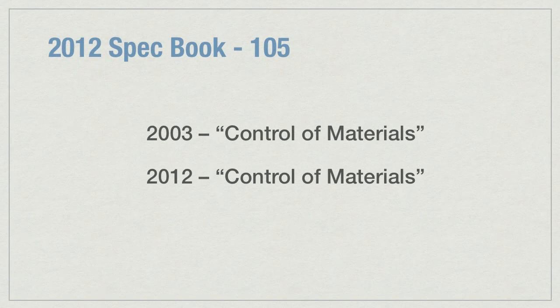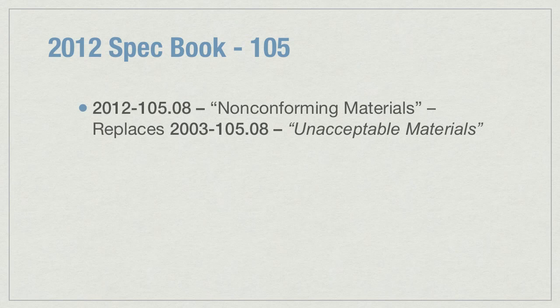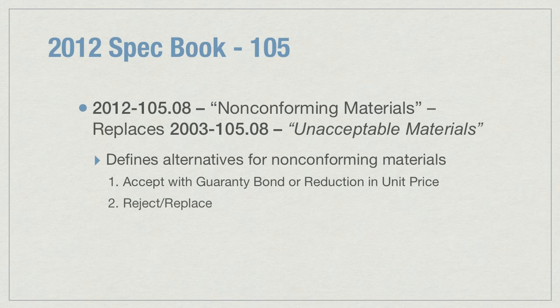Section 105, Control of Materials. Subsection 105.08, Nonconforming Materials, replaces the old subsection 105.08, Unacceptable Materials. In the new specification, there are alternatives defined for nonconforming materials that include accepting the materials with a guarantee bond or a reduction in unit price, or rejecting the materials and requiring full replacement.